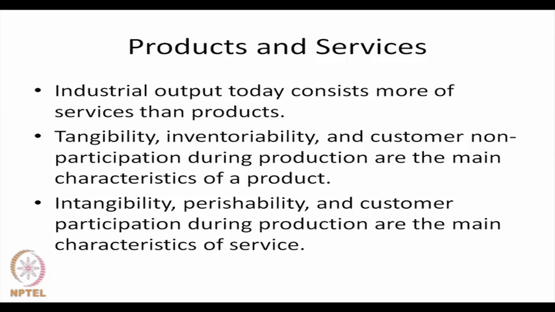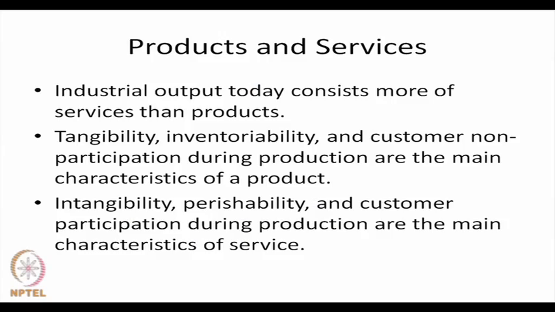Before we start, let us talk about products and services. Basically, these are output of any transformation system. Industrial output today consists more of services than products. There was a time when we used to call our society an agricultural society, where the output was basically grains, rice, wheat and so on. Most of the population in the world were engaged in production of these outputs.